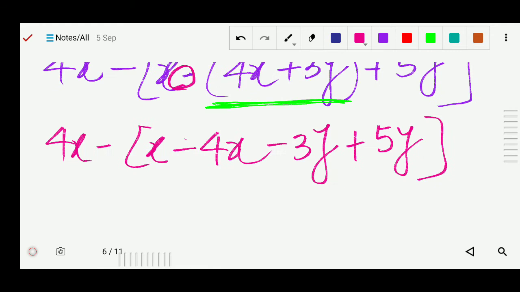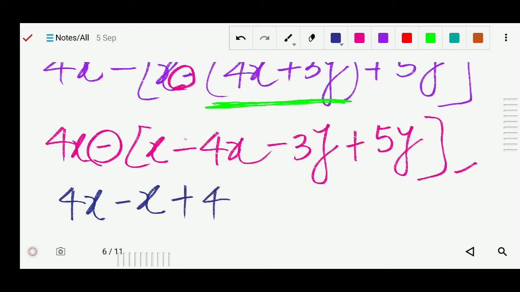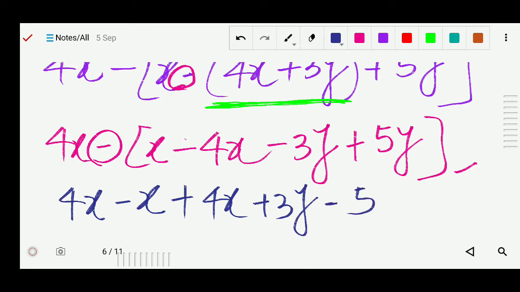Now I will remove this bracket. So now before this bracket again you see this sign is there, minus sign, so this again will be changed, the sign. So here is the plus x, so it will be minus x. Here is the minus 4, so it will be plus 4x. Here is the plus 3y, so it will be minus 3y. Here is the plus 5y, so here will be minus 5y.